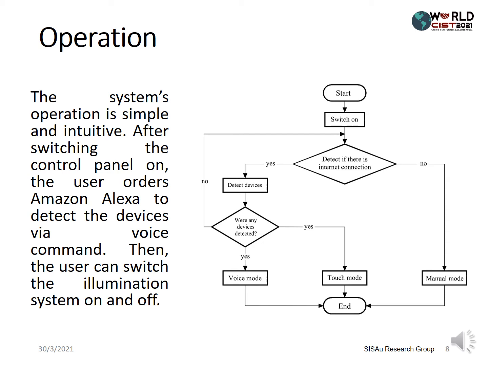Operation. The system operation is simple and intuitive. After switching the control panel on, the user orders Amazon Alexa to detect the device via voice command. The user can switch the illumination on or off. This is the voice mode, touch mode, and manual mode.